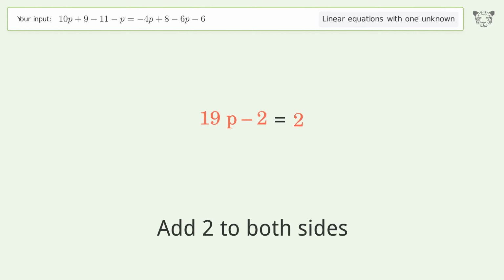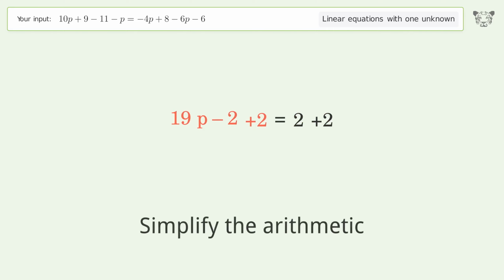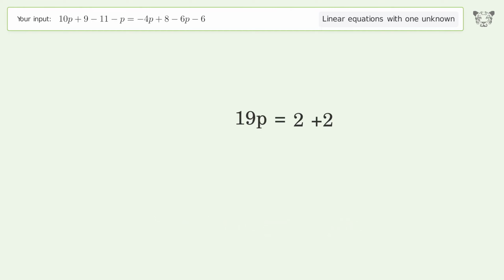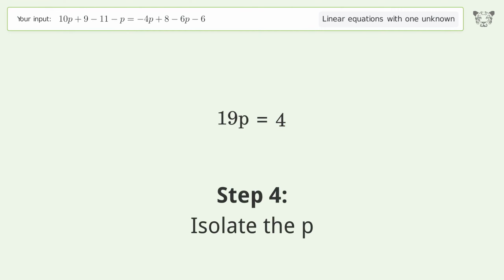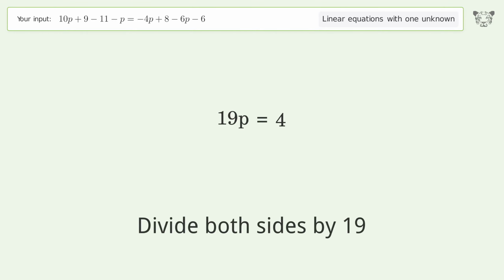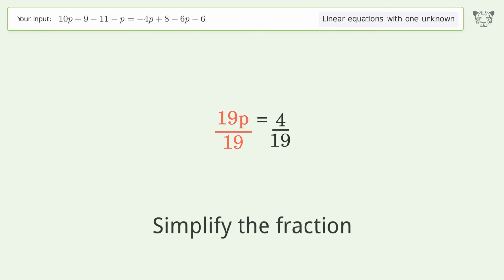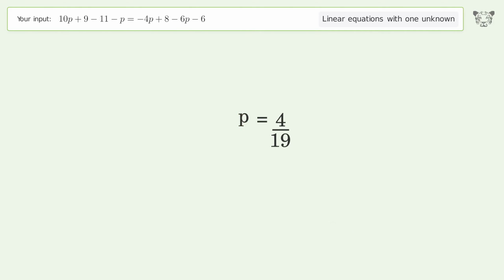Add 2 to both sides. Simplify the arithmetic. Isolate the p. Divide both sides by 19. Simplify the fraction. And so the final result is p equals 4/19.